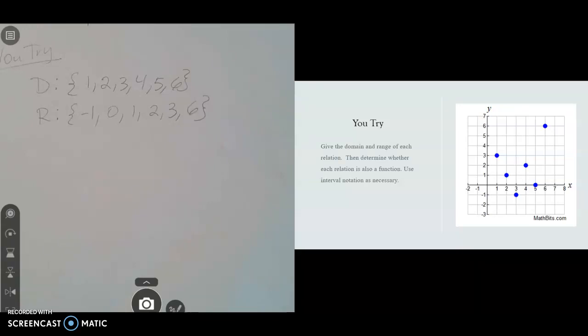So for every single x value, it only goes to one y value. There's not two different ones. Or if you want to do that vertical line test and go across, a vertical line never goes through more than one point. It just goes through one point or nothing. Okay? So this is a function.